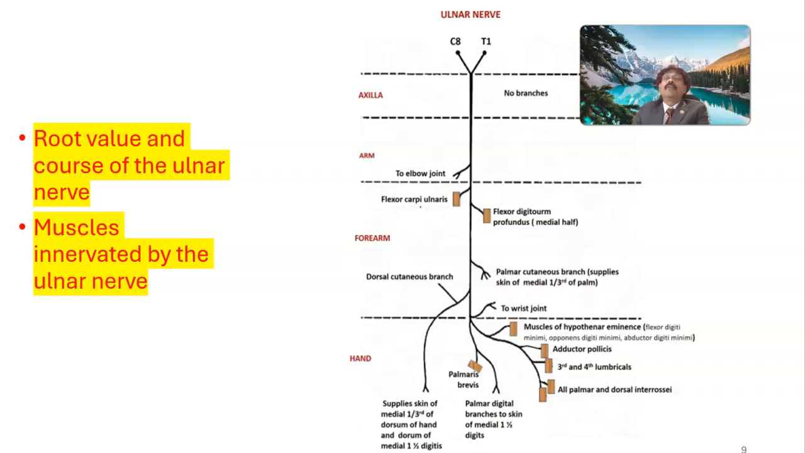Ulnar nerve is also picking up sensation from the palmar aspect, 1.5 fingers, and the medial half of the palm. It also picks up sensation from the dorsal aspect of 1.5 fingers, that is the little finger and half of the ring finger, and the medial third of the dorsal aspect of the hand. Okay, so you got the muscles innervated by the ulnar nerve.